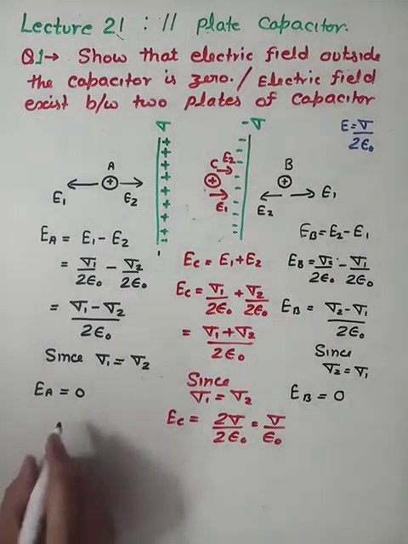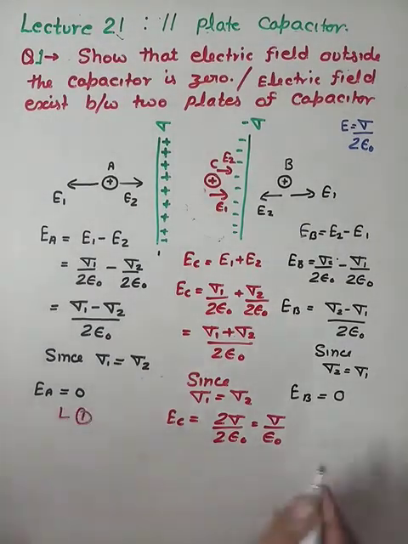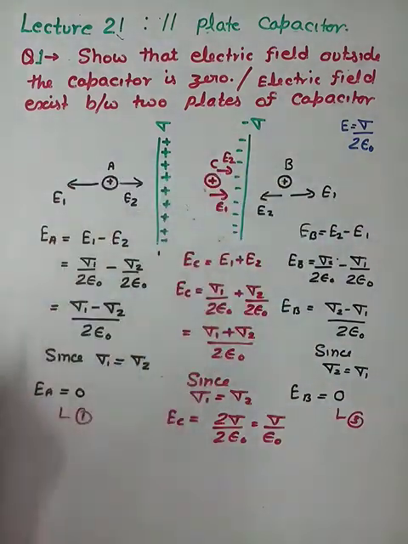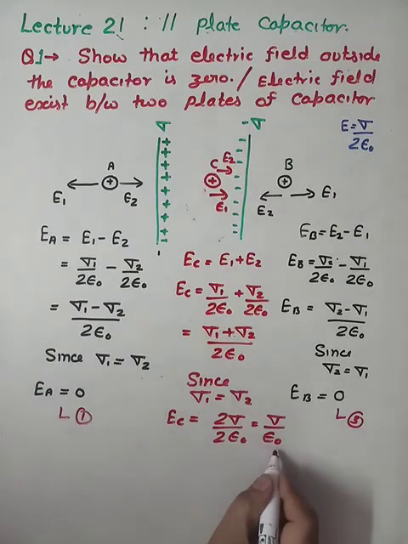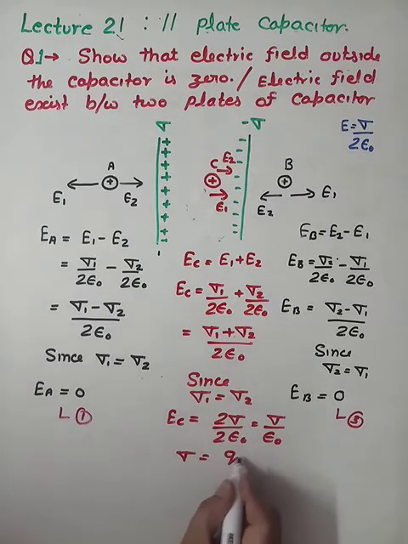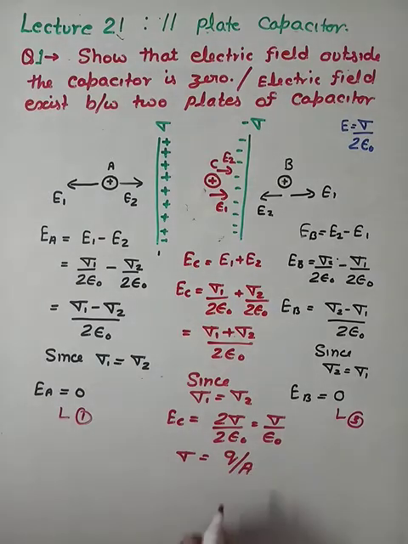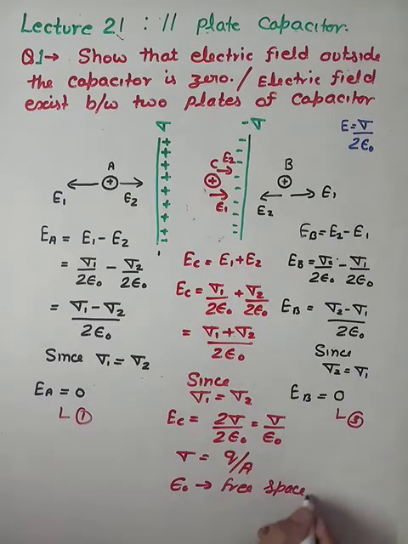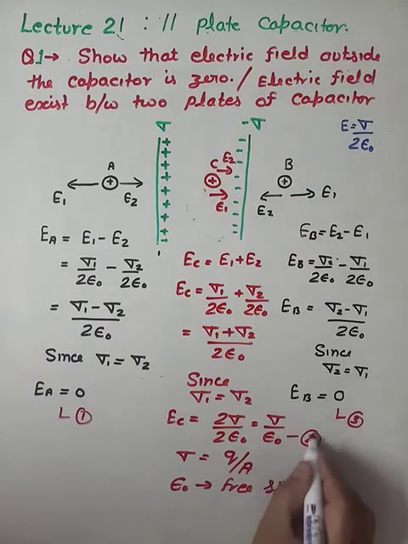Now we get three equations. Number 1 and number 3 show that electric field outside the parallel plates is 0, and it exists only between the two plates, where sigma is charge per unit area and epsilon naught is permittivity of free space. That means this is the case when nothing is placed between the two plates. This is for free space. So this second formula we have to keep in mind.